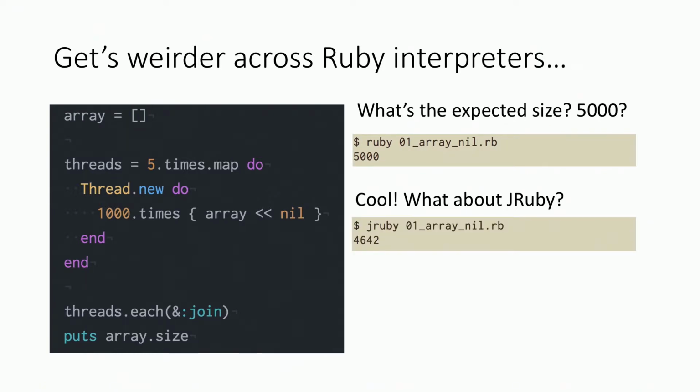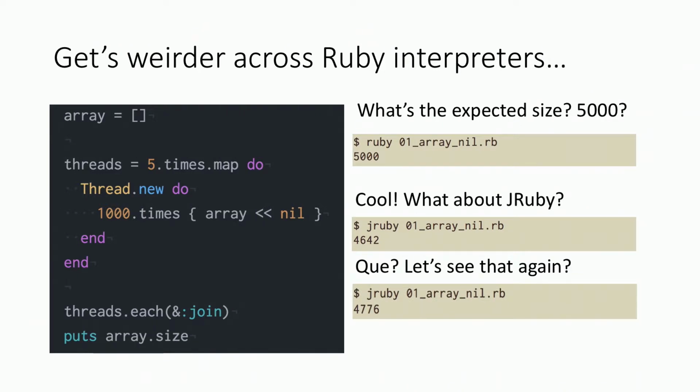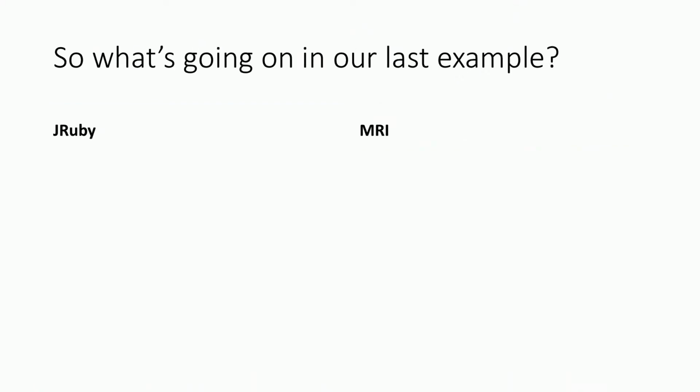But what about JRuby? We can run it again, and we get a totally different result. I mean, we're not even close to 5,000, and it's never going to be the same. It's not deterministic. And if you want to stop here, you're welcome to leave.